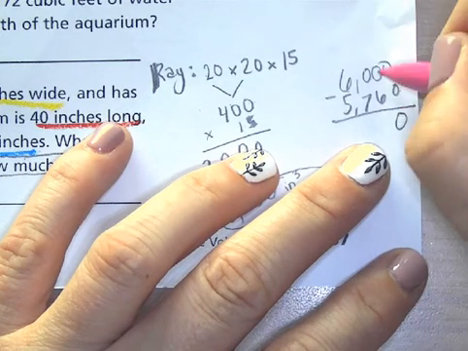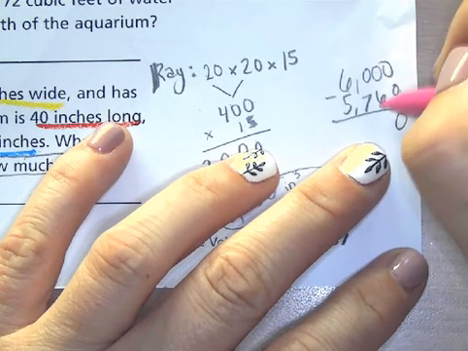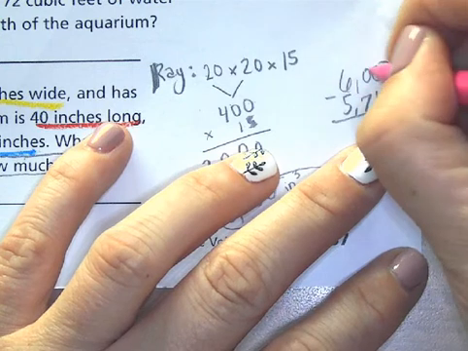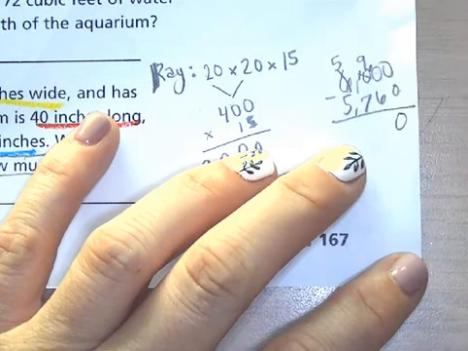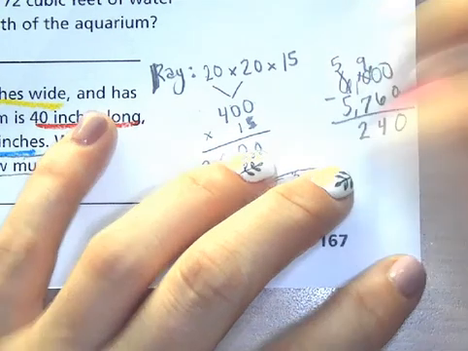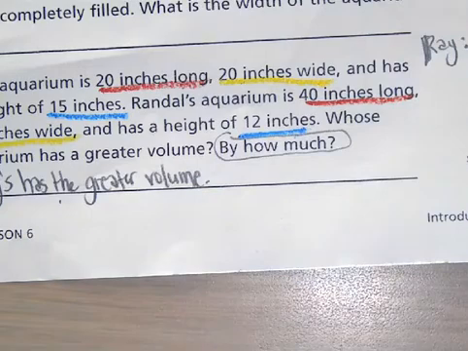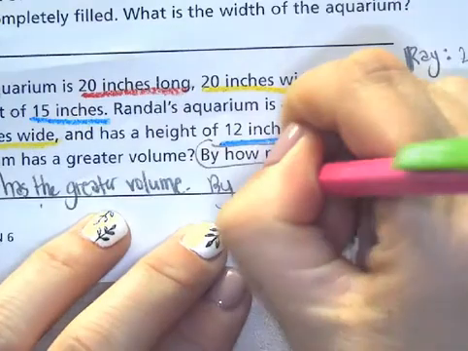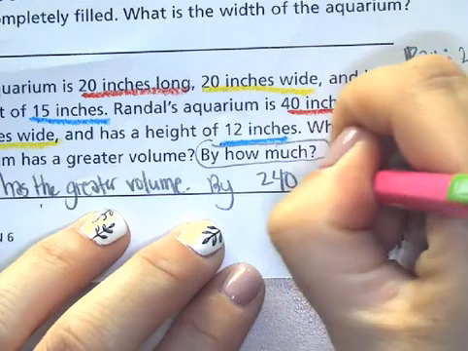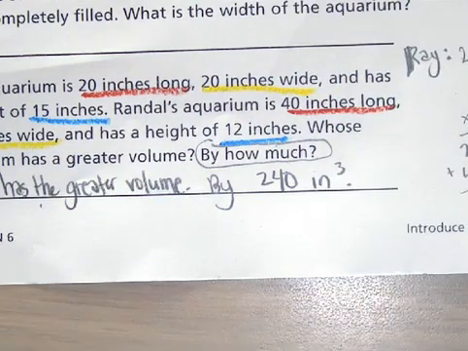You might think you know how to do the mental math on this one, but I would love to see your subtraction work to make sure you understand how to subtract when it's dealing with zeros. 0 minus 0 is 0. But any of these other ones, you're never going to be able to do minus something from a 0. So you have to borrow and go. Ray's has the greater volume by how much? By 240 inches cubed.